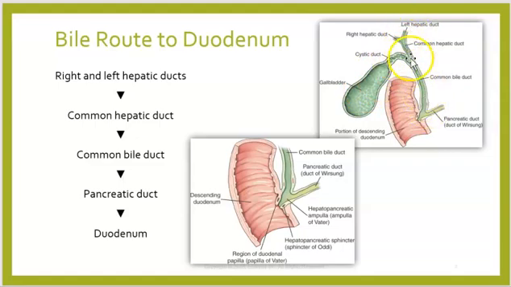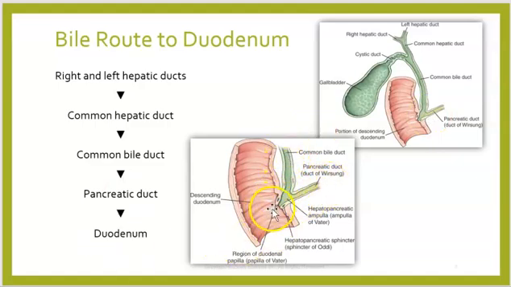So bile's coming down, not needed right away, goes into the cystic duct and waits in the gallbladder. Otherwise, if it's needed immediately, it goes down the common bile duct and down into the duodenum. There's also a pancreatic duct over here. Obviously, it's coming from the pancreas.